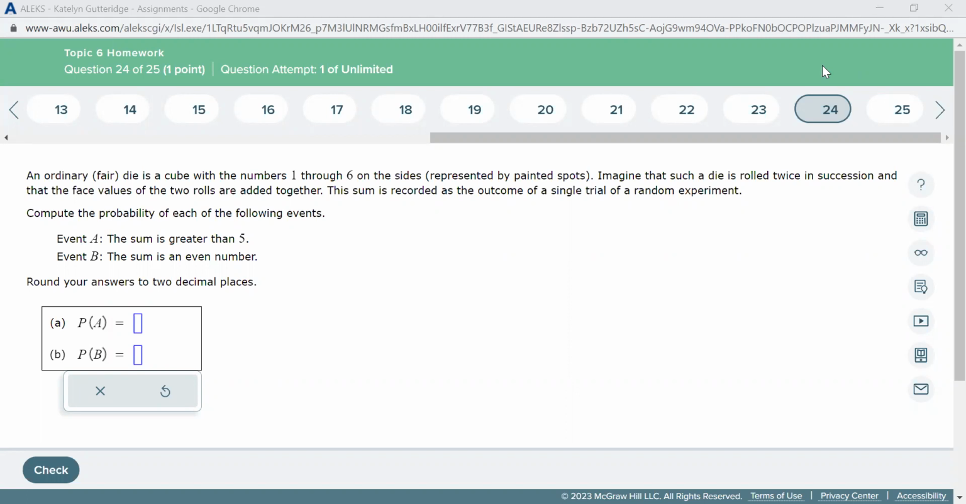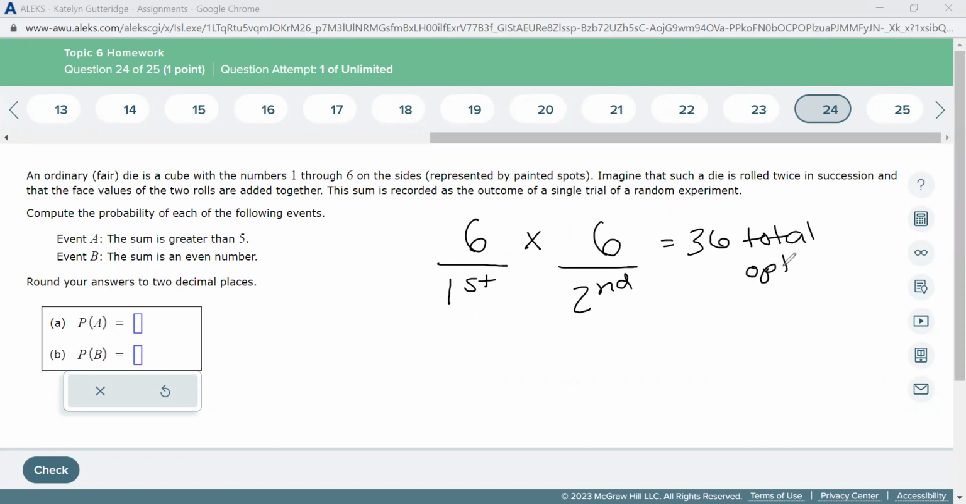Like any probability problem, we're going to find the probability by finding the number of outcomes for our event divided by the total number of outcomes. So let's start by finding the total number of outcomes. We are rolling a 6-sided die twice, so we have our first roll and our second roll. Our first roll has 6 options. Our second roll has 6 options because it's the same die rolling twice. So 6 and 6, multiply them together to get 36 total outcomes.